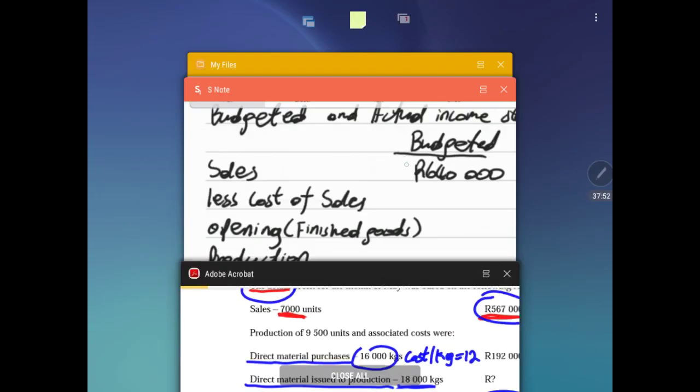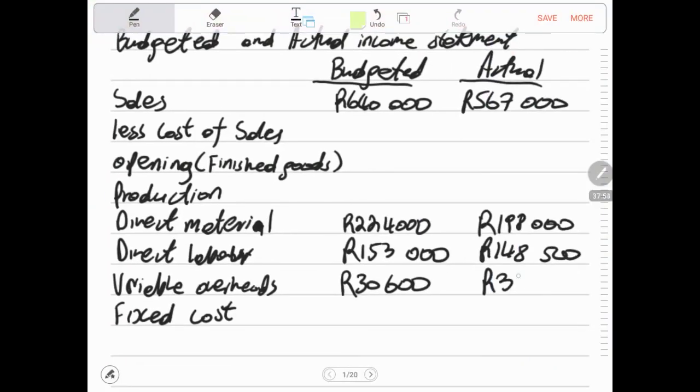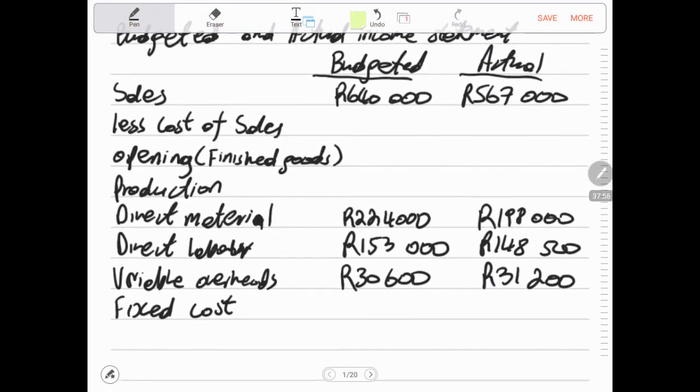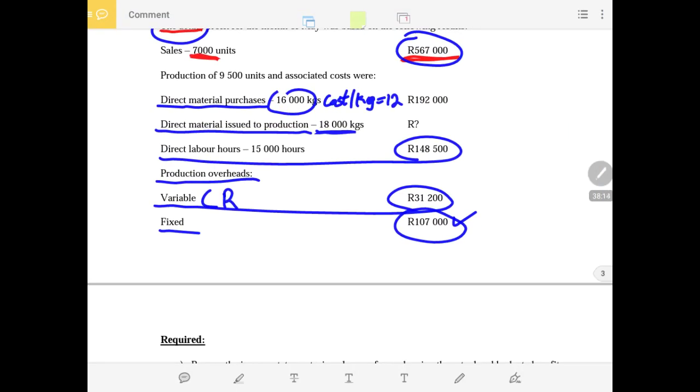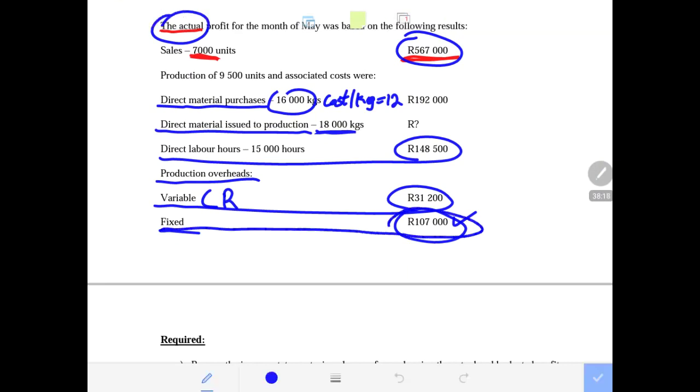So now I record that as it is given, we mark 31,200. Then after now we come to fixed. Our fixed overheads, we calculated them to be 102,000 if my memory still serves me, and 107,000 was actual given to us in total. Actual fixed overheads, remember this is actual information, so it's under actual 107,000.